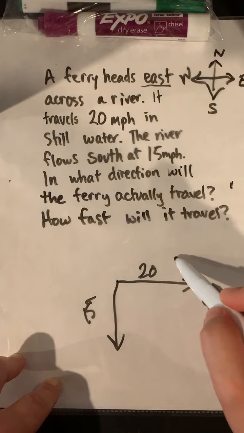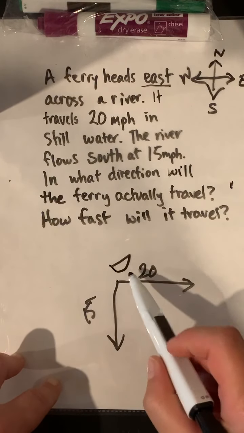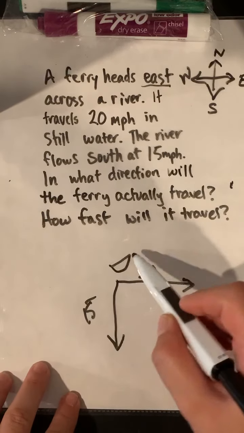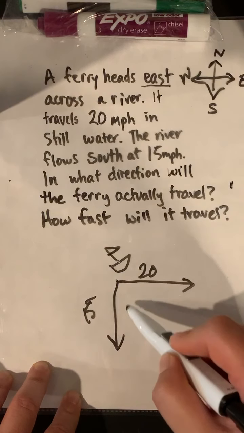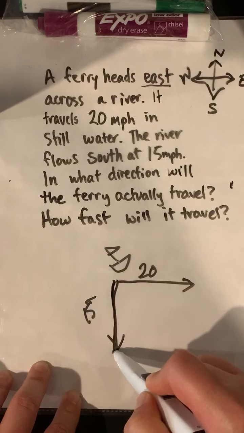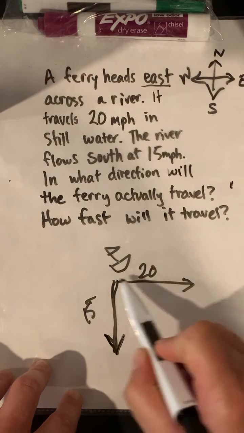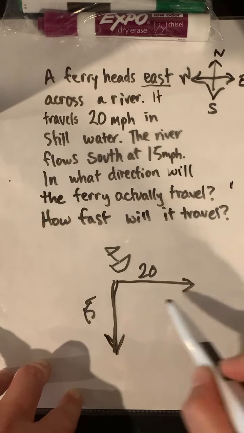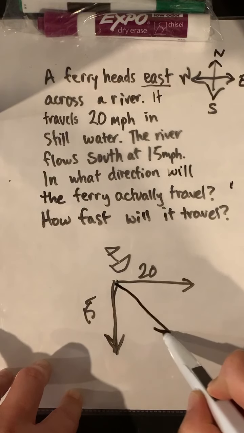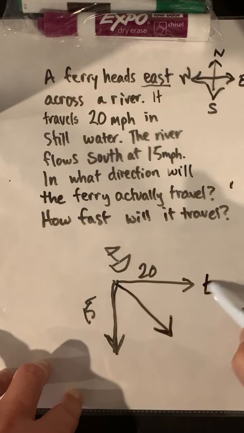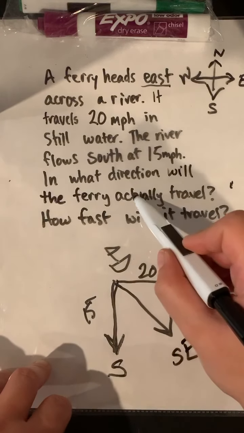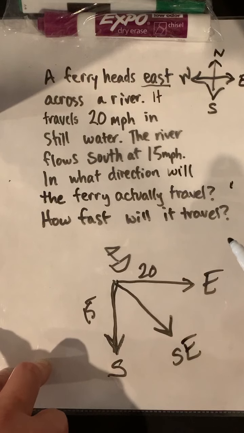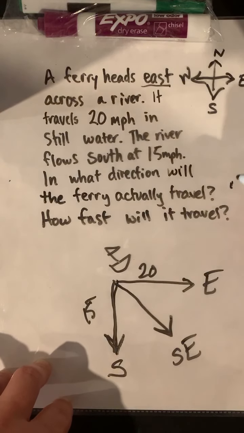Well, if this is your, let's call it a boat, I know it looks like a smile, but if your ferry is traveling this direction, but this is the way that the river goes, it's not going to go all the way east. It's going to head somewhere in between. So what's between east and south? Southeast. So the first question, in what direction will the ferry actually travel? It travels southeast.